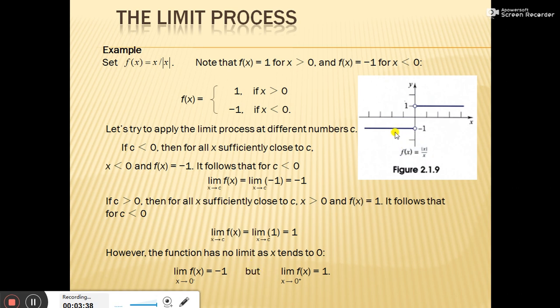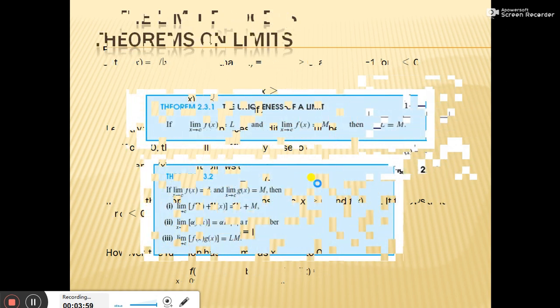And from this graph you can also see, when x is less than 0, f(x) is equal to minus 1, and when x is greater than 0, we have f(x) is equal to 1. Both the values are not the same, and therefore this limit does not exist.